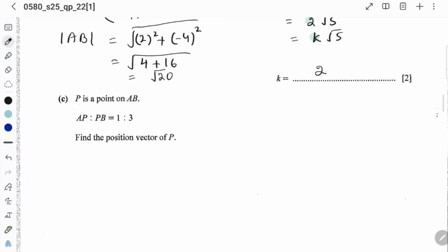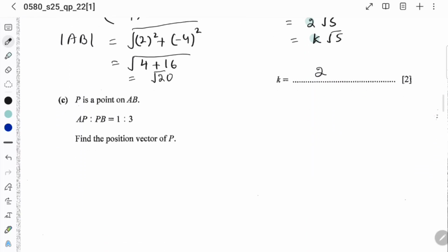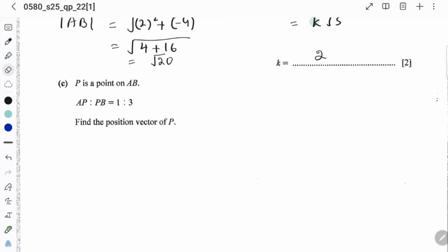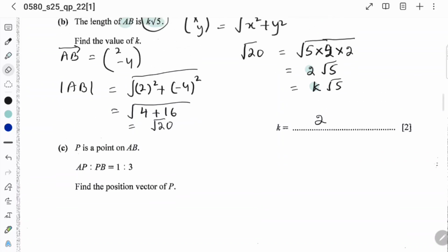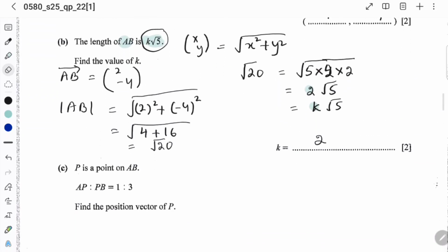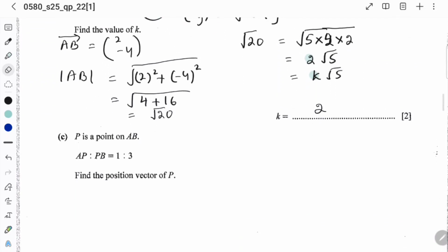Now the next question. P is the point on AB. AP is to PB is 1 is to 3. Find the position vector of P. We don't know the coordinate of B. So first of all, we are going to find out the coordinate of B. Okay, AB is equal to OB minus OA.